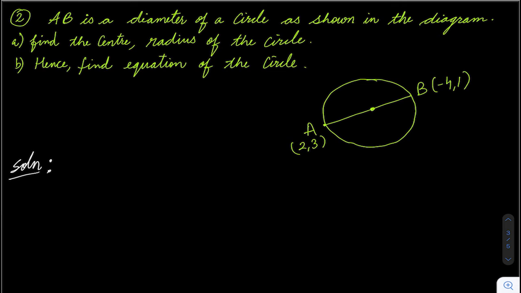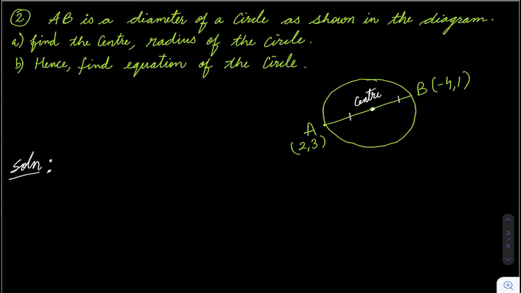So AB is a diameter of a circle as shown in the diagram. So there is a circle and AB is a diameter. Okay. So this is radius, and this midpoint will become center. We have learned this. So find the center and radius of the circle. Okay. So we need to find the center.